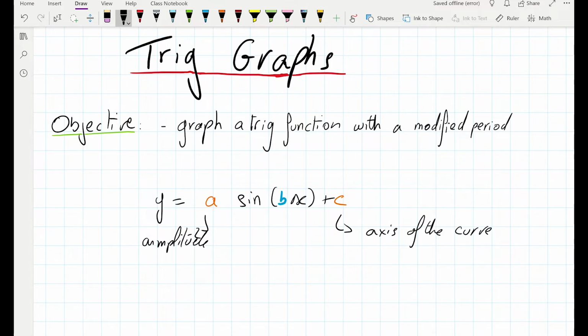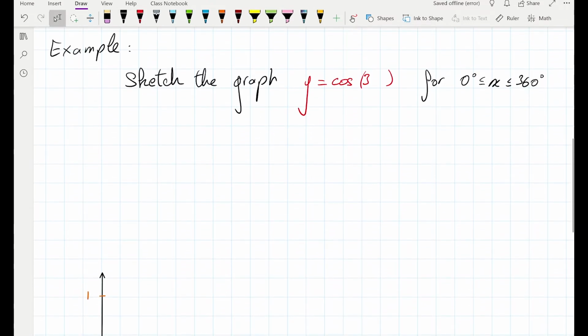What we're going to focus on today is that b. b is going to define the period of my function. Usually we know that the sine function has a period of 360. But if we add a b here, b times x, the period becomes 360 degrees divided by b. Let's look at an example and what this changes for graphing.